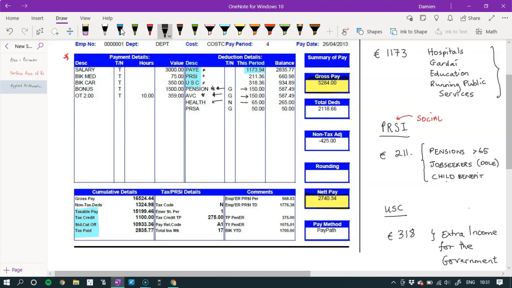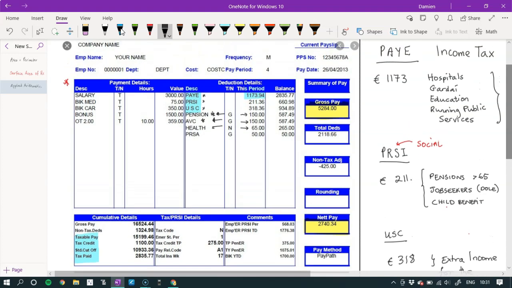Then you can see we've an obvious one here, which is health insurance. So in case you get sick and you end up in hospital and you need to get a surgery quick or something like that, you've got your health insurance. And then you've got PRSA, which we're not going to go into at the moment. So that's pretty much it. They're the three main types of taxes.